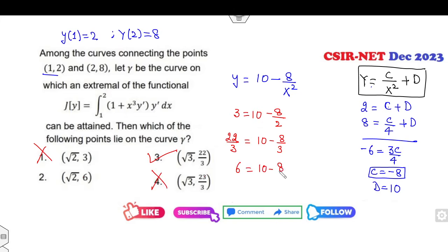10 minus 8 over 2, 4, not 6. So the right answers are B and C. And you can see how many seconds you needed to solve them.